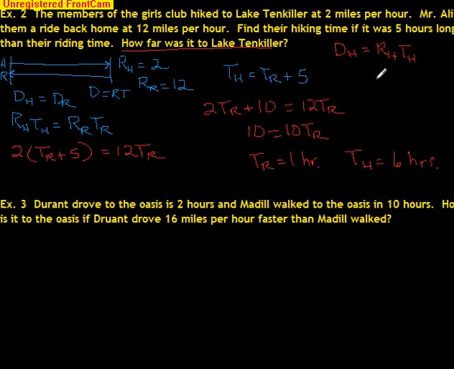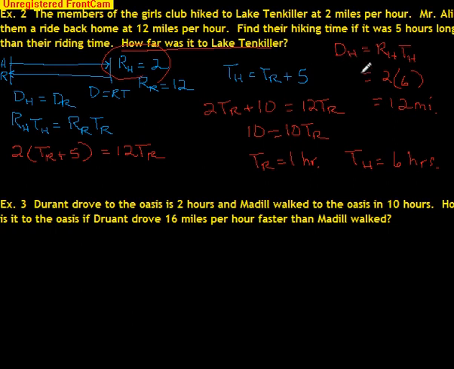I'll probably pick the harder one. So rate of hiking, let's just find it. Rate of hiking is 2. And time of hiking is 6. So the distance is going to be 12 miles. And that's the question they want you to answer. So make sure that you answer what they're asking.